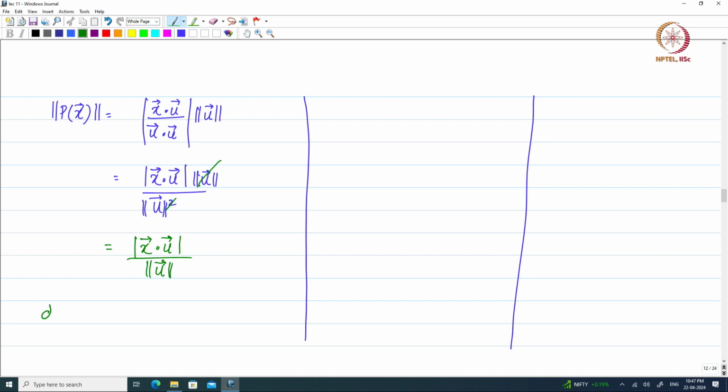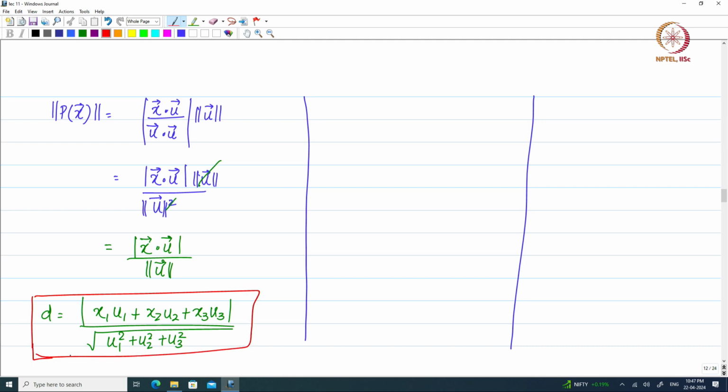So, the distance d is given by d is equal to the absolute value of x1 u1 plus x2 u2 plus x3 u3, divided by the square root of u1 square plus u2 square plus u3 square. So, that is the distance from the point x to the plane p passing through the origin and orthogonal to the vector u.